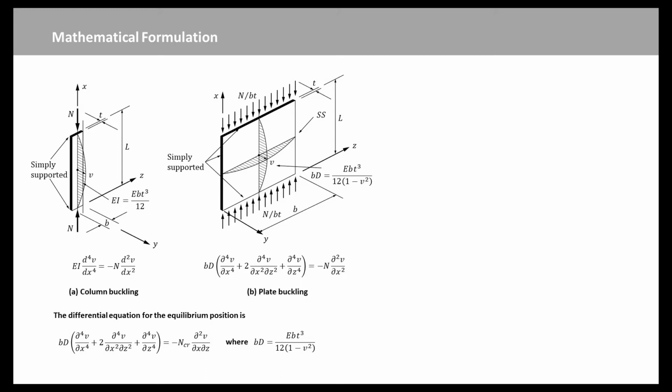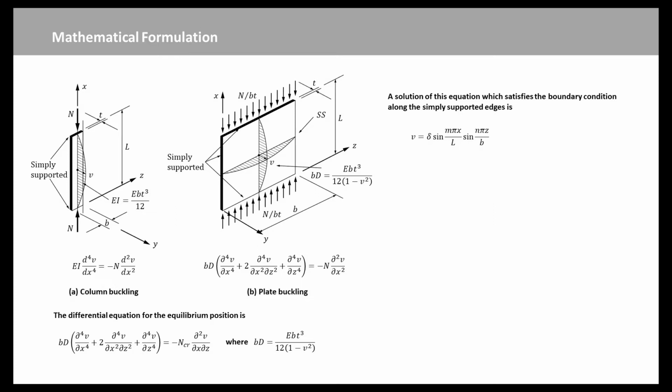The elastic buckling load NCR can be determined by finding a deflected position, such as that shown in the plate figure, which is one of equilibrium. The differential equation for this equilibrium position is this expression. A solution of this equation which satisfies the boundary conditions along the simply supported edges is this expression of V, where delta is the undetermined magnitude of the deflected shape.